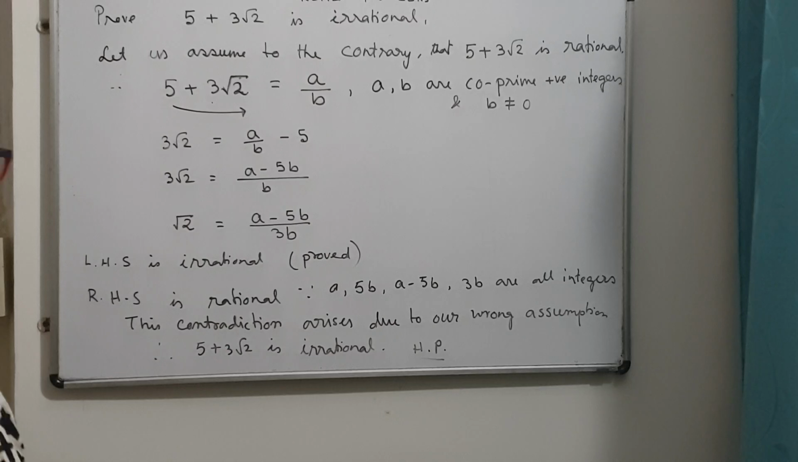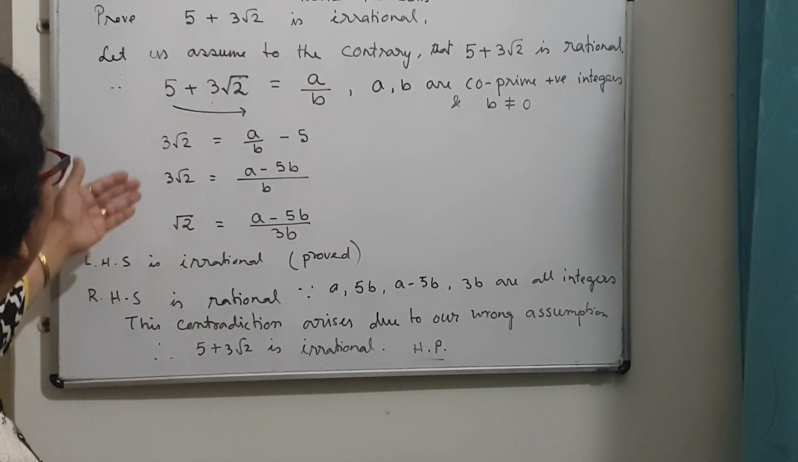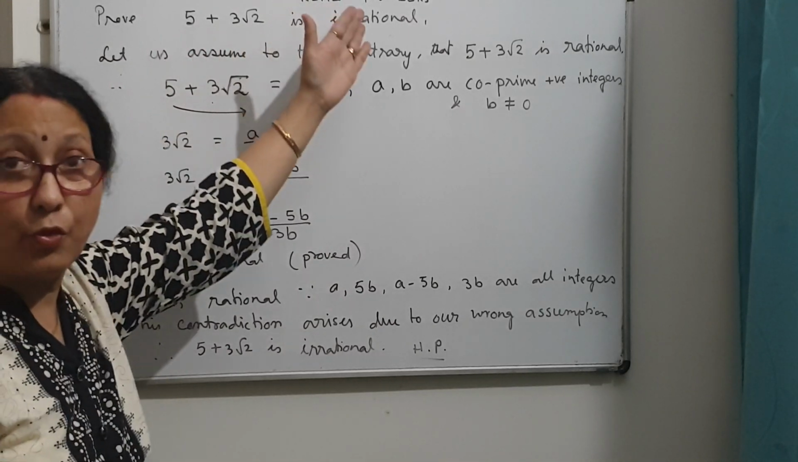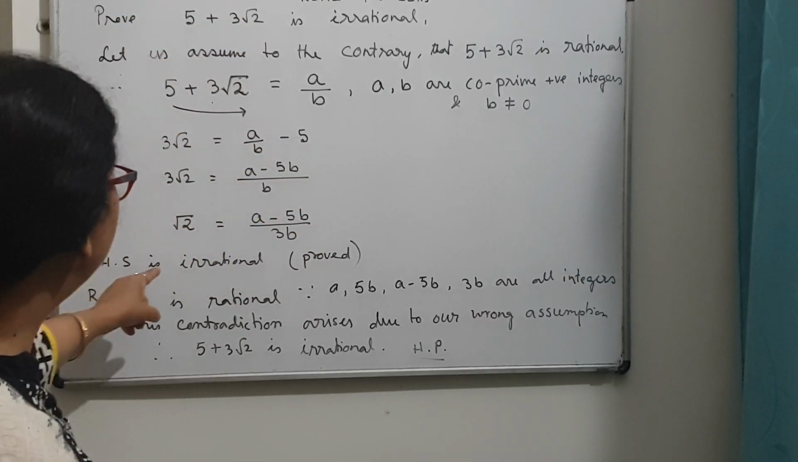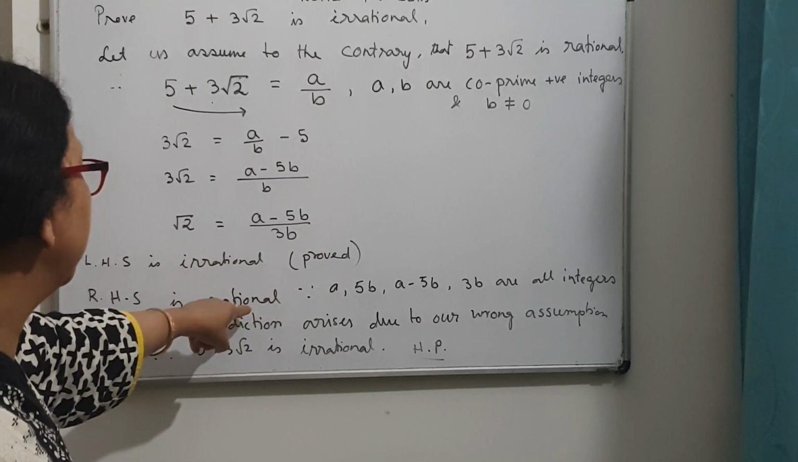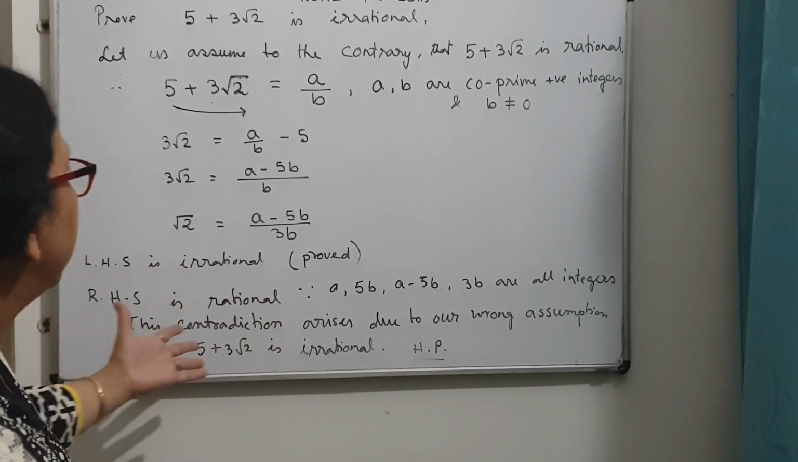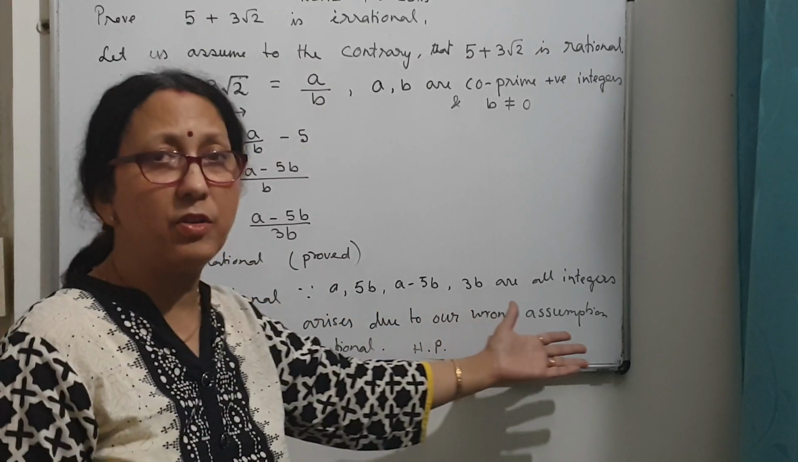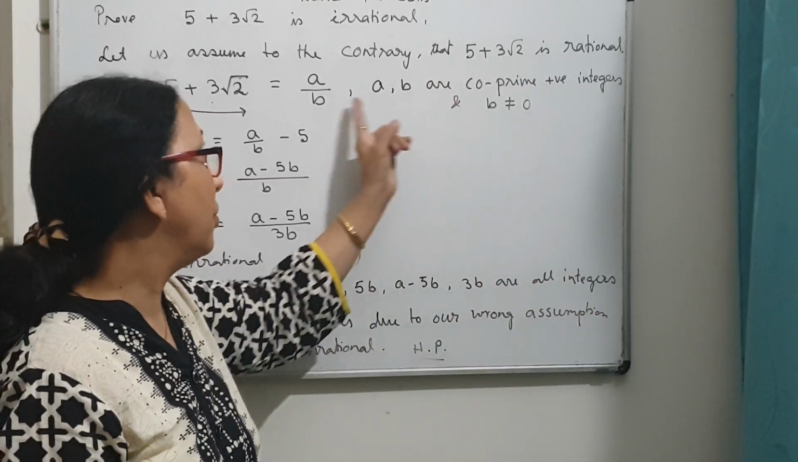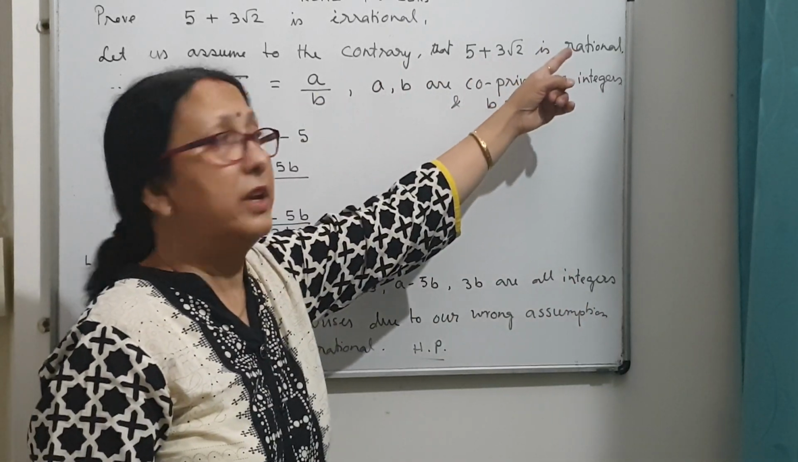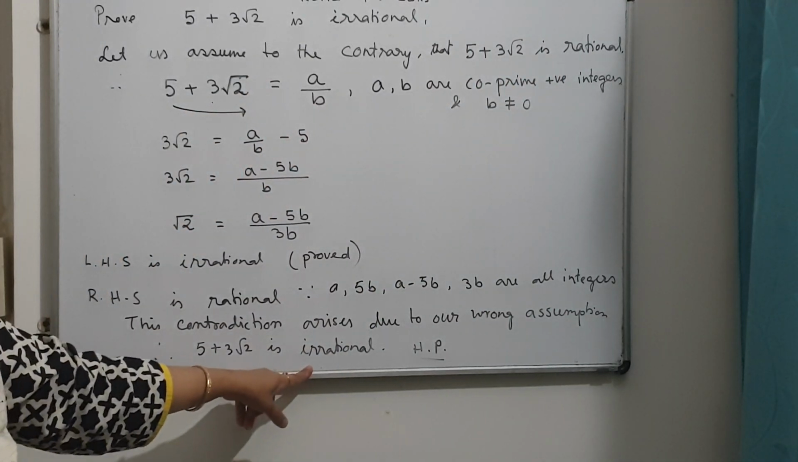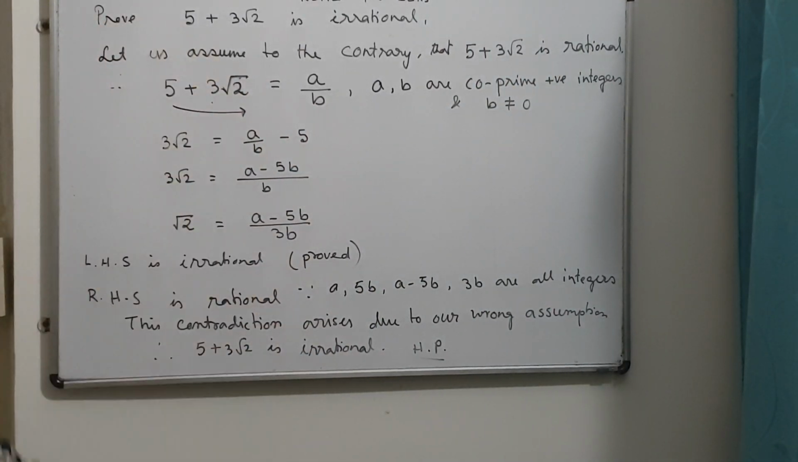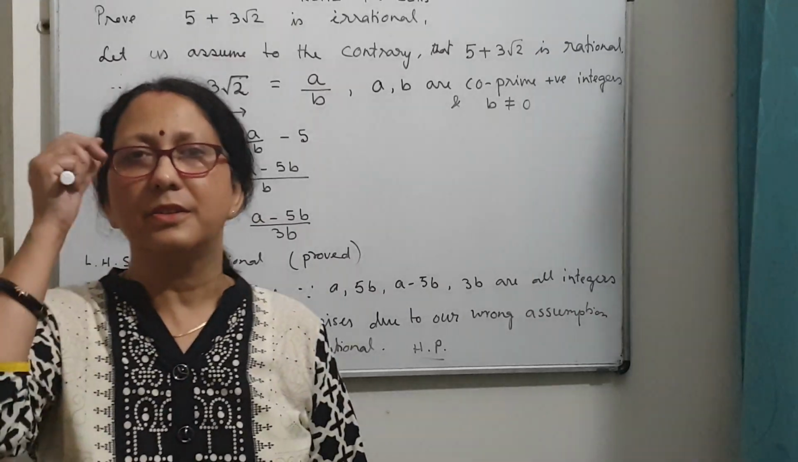This is the reasoning. We always assume the opposite of what is asked to prove. Then we proceed, do some algebraic simplification, and come to a contradiction. Then we conclude that the contradiction is only due to a wrong assumption. So our assumption is wrong. Hence it cannot be rational, so it has to be irrational. Hence proved. So in this way, we can prove this kind of questions. Okay, that's all.